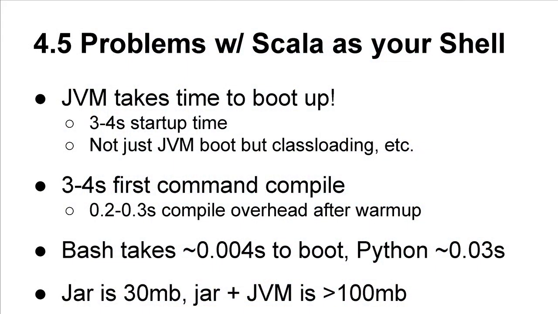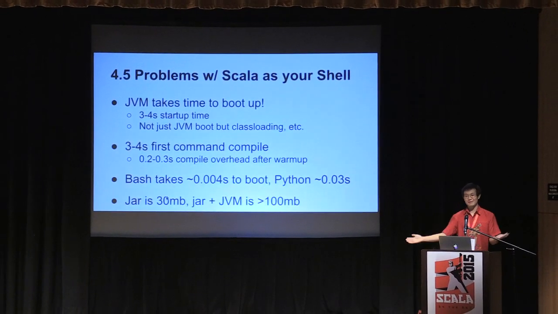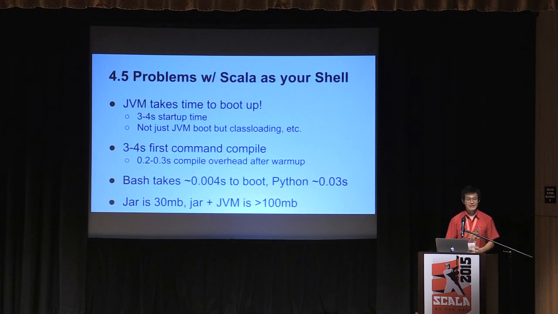Bash and Python are fast, Scala is slow. The Ammonite-REPL is kind of fat as an executable. So the jar itself is 30 megabytes, no JVM. Plus JVM, it's going to be more than 100. And that's fat for something that doesn't actually need so much functionality.